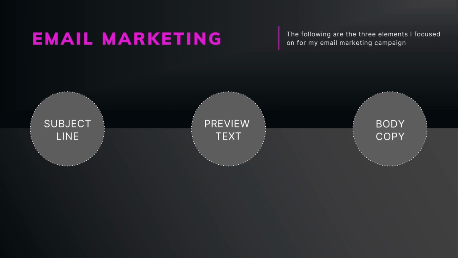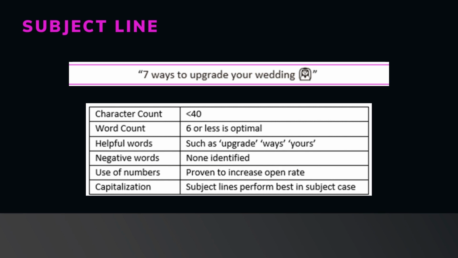So then just moving on to the email marketing campaign, I focused on 3 main elements in this: the subject line, the preview text, and the body copy. I played around a lot with the subject line. And then based on this table here, I found that this one worked the best for me. I put it into a testing tool online, and 7 ways to upgrade your wedding got a 92% score. It seems to incorporate a lot of the suggestions included in the box at the bottom there.